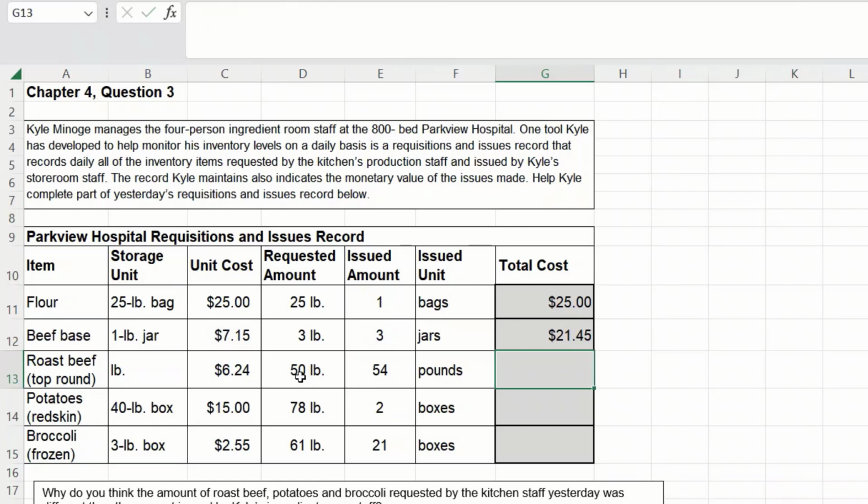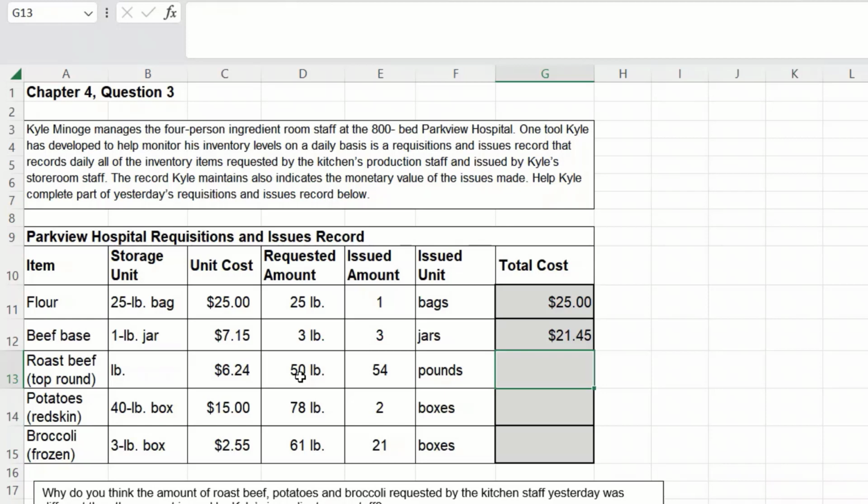Now, when it comes to whole meats and things like this, your issuer is going to get as close to that amount as possible. But they can't just go out to a cow and say, hey, is your prime rib 50 pounds? Let's take this one. We get as close as possible because you're usually going to be somewhere around there.